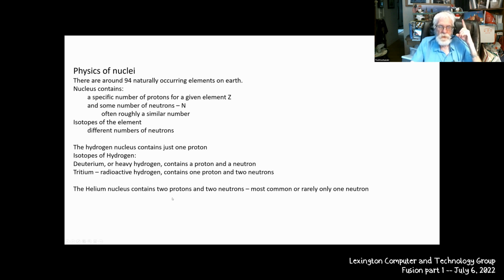The helium nucleus comes in two flavors: two protons and two neutrons, that's the most common form, or rarely one neutron, much less common. The deuterium, incidentally, is about 5,000 times less common than protium, or normal hydrogen. There is no naturally occurring tritium to speak of. There is obviously radioactive decay occurring all the time, so tritium is being produced, but it has a short half-life of about 10 years. So it's going away very fast also.